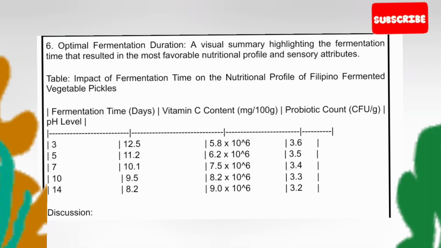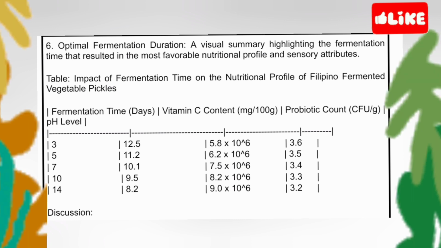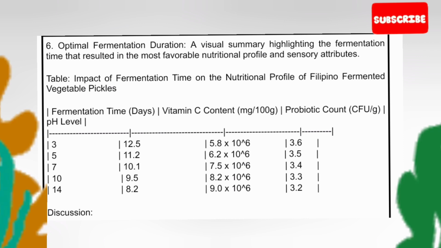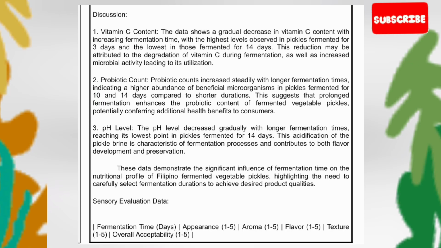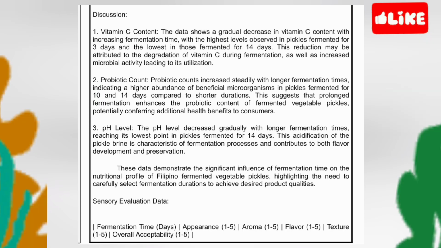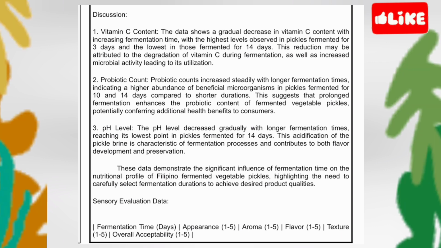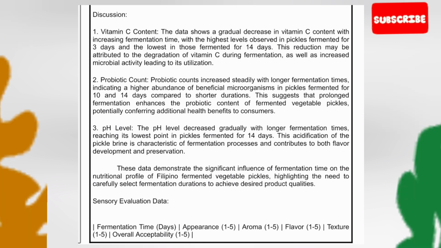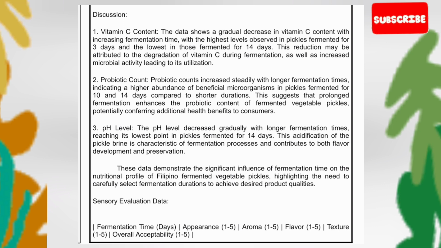Now, we'll present the results and discussions. Here's a concise breakdown drawing from the example provided. For the nutritional changes, our analysis revealed notable variations in key nutritional parameters such as vitamin C content, probiotic count, and pH level across different fermentation durations. For instance, we observed a gradual decrease in vitamin C content with longer fermentation times, alongside an increase in probiotic counts.